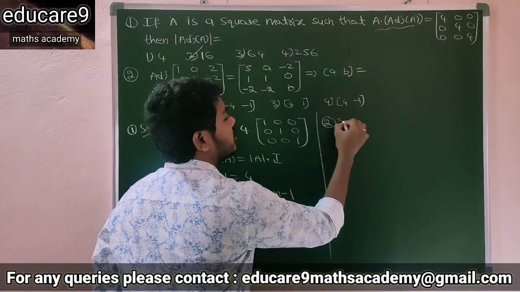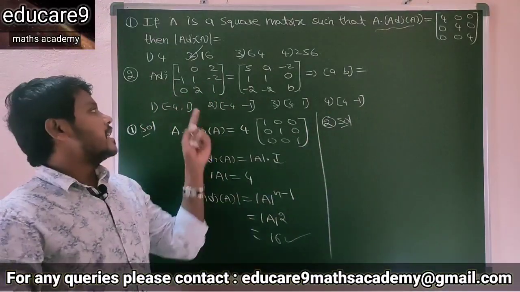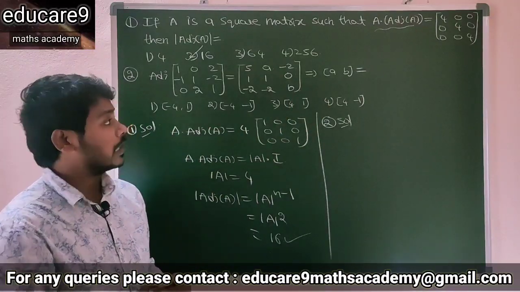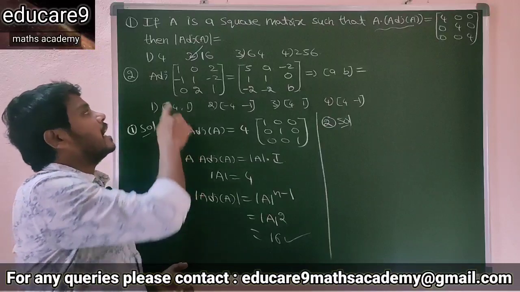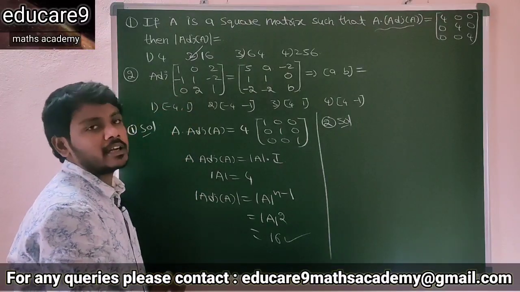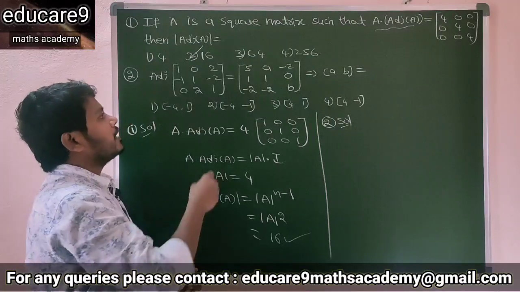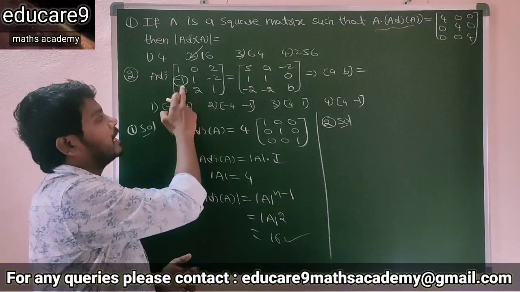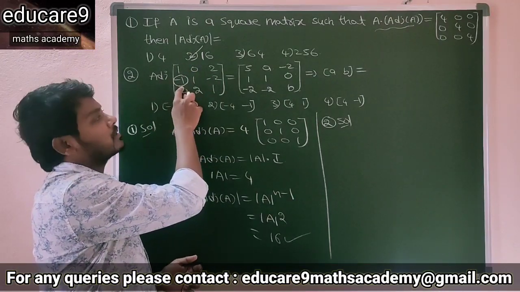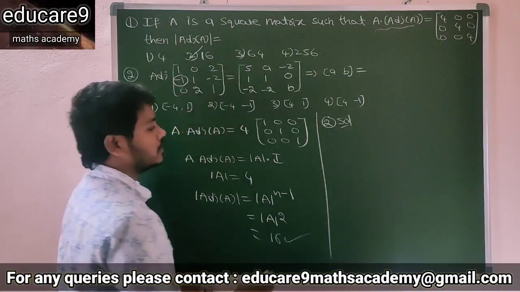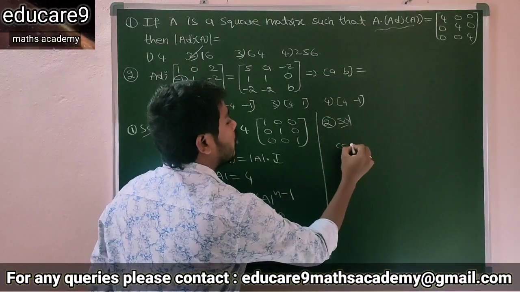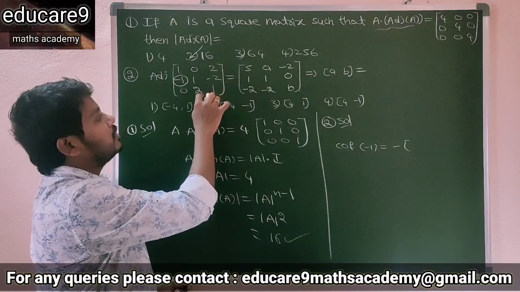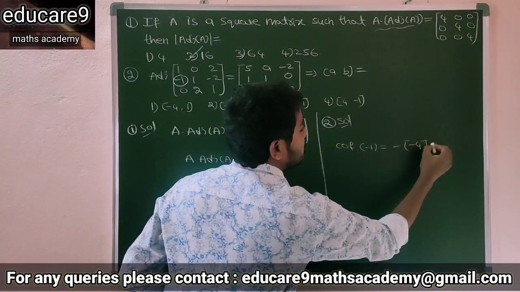Next, see the second problem. The adjoint of this matrix is this one. Then find the closed interval A comma B. So here you know that the adjoint of the given matrix is the transpose of the cofactor matrix. For that you need to find the first column, second element. So clearly find the cofactor of minus 1. Delete the corresponding row and corresponding column. So clearly the cofactor of minus 1 is minus of 0 minus 4, that is minus of minus 4. So clearly that is 4.